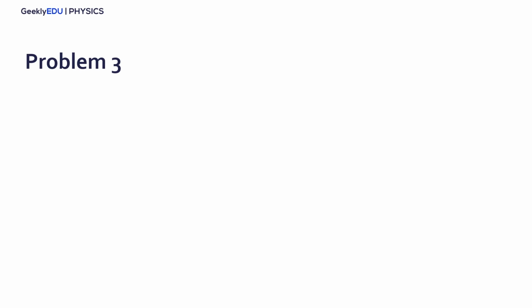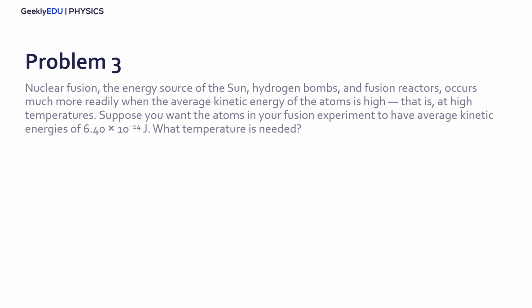Okay, now for problem number 3, we know that nuclear fusion, the energy source of the sun, hydrogen bombs and fusion reactors, occurs much more readily when the average kinetic energy of the atoms is high. That is, at high temperatures. So suppose you want the atoms in your fusion experiments to have average kinetic energies of 6.4 times 10 to the negative 14 joules. So what temperature is needed?